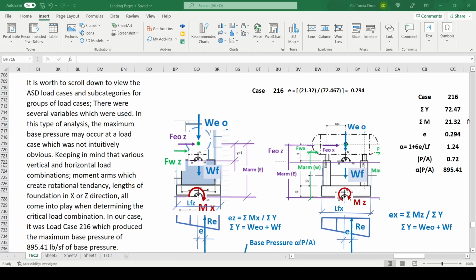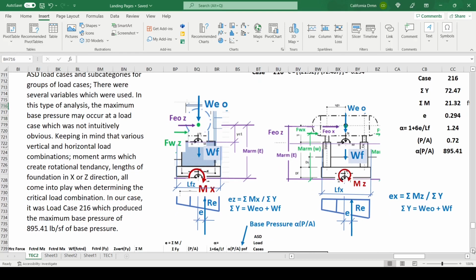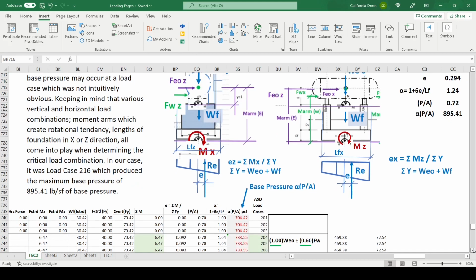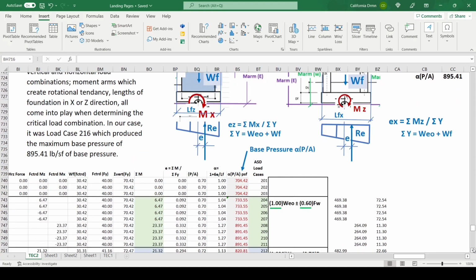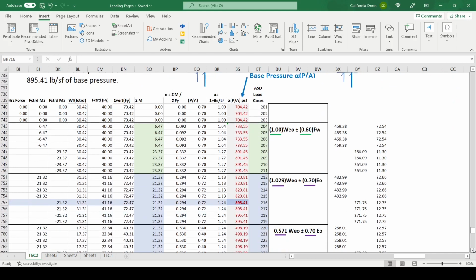It is worth scrolling down to view the ASD load cases and subcategories for groups of load cases. There were several variables which were used. In this type of analysis, the maximum base pressure may occur at a load case which was not intuitively obvious, keeping in mind that various vertical and horizontal load combinations, moment arms which create rotational tendency, and lengths of foundation in X or Z direction all come into play when determining the critical load combination. In our case, it was load case 216 which produced the maximum base pressure of 895.41 pounds per square foot.